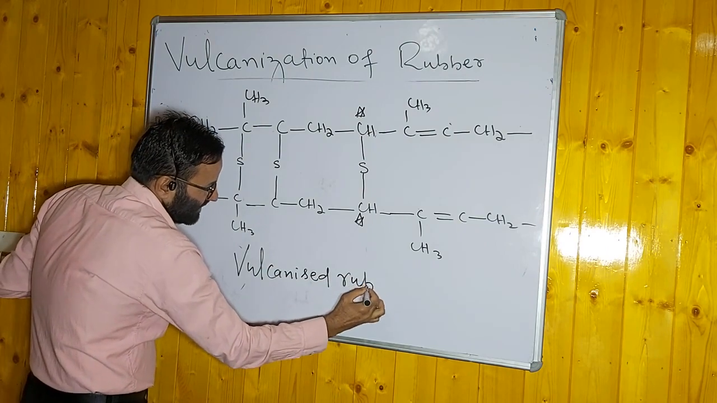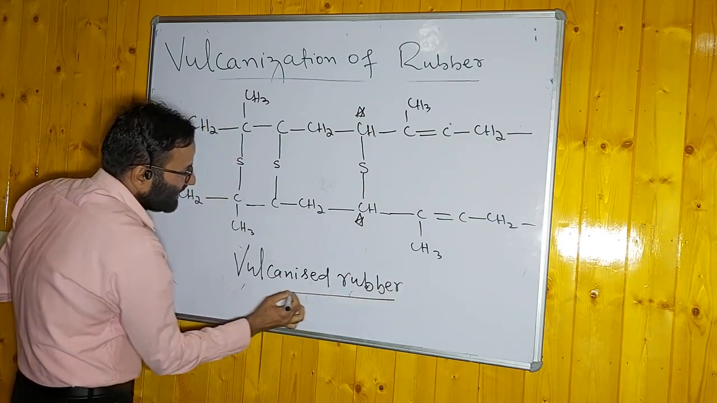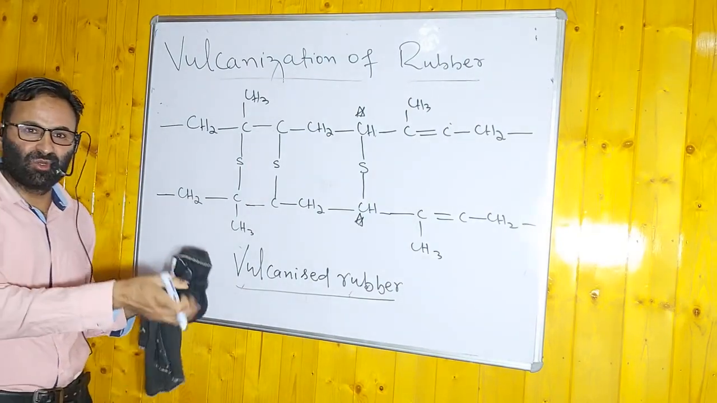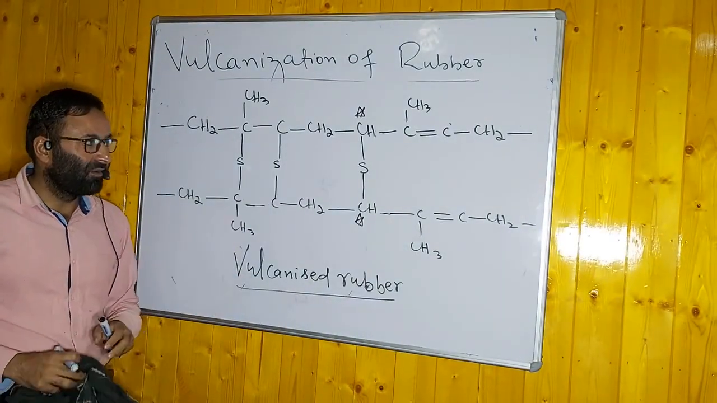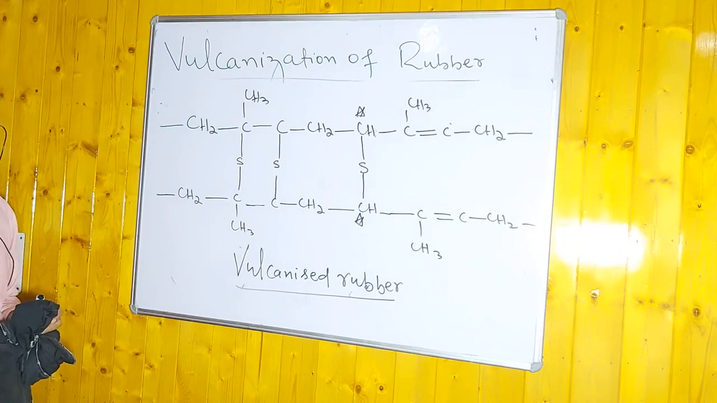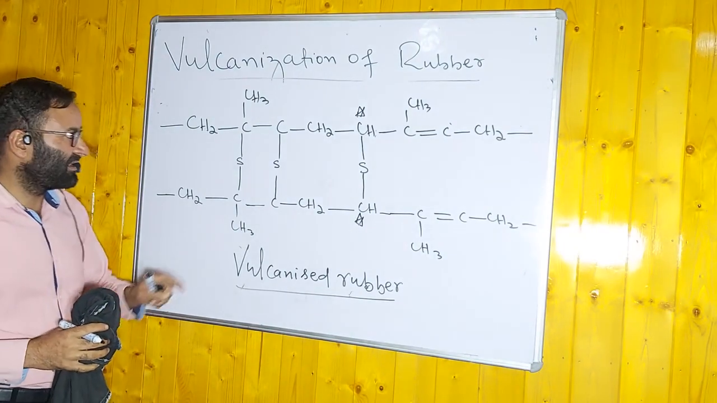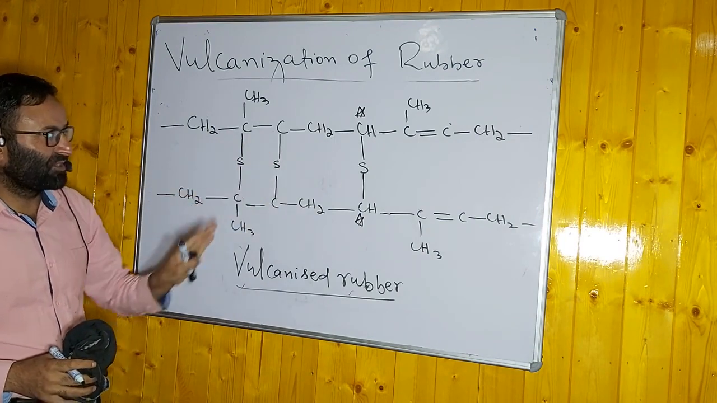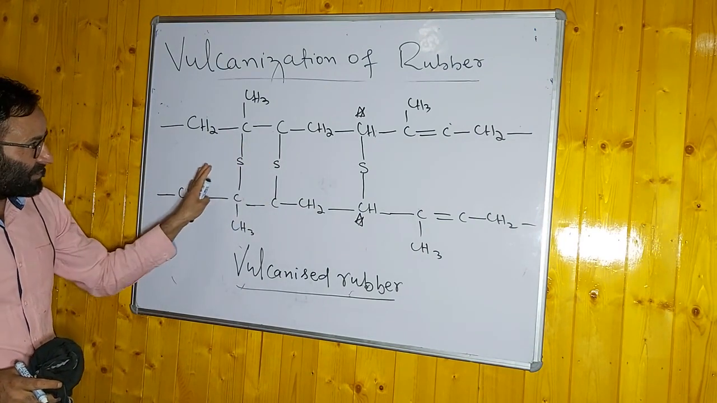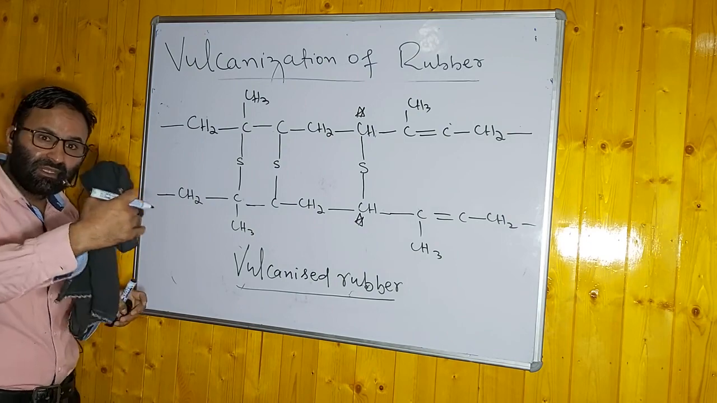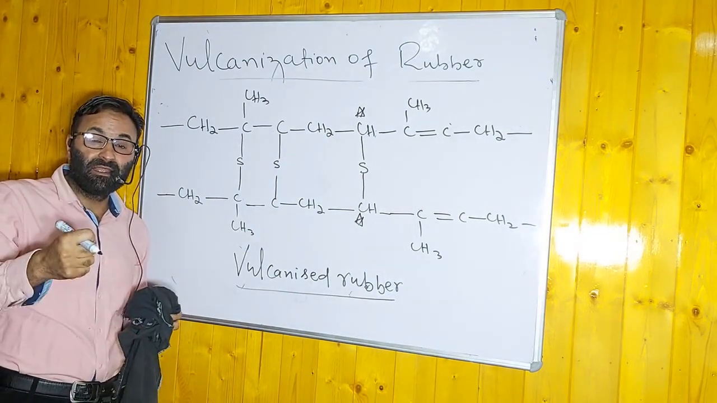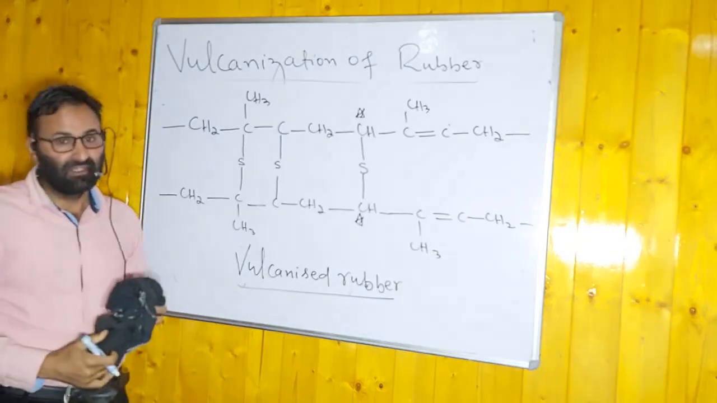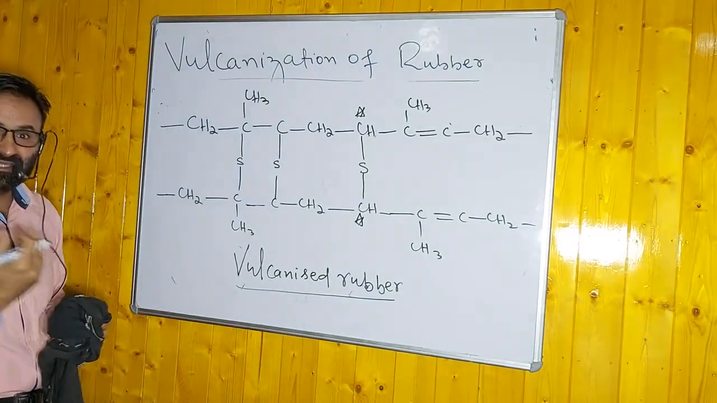Now, what is vulcanized rubber? It is cross-linked natural rubber. Sulfur-bridged natural rubber is known as vulcanized rubber. The sulfur bridges are being formed at the reactive carbon-carbon double bonds and at the allylic position. Remember this point. Because of these cross links, the mechanical properties, the strength of the natural rubber, get increased.